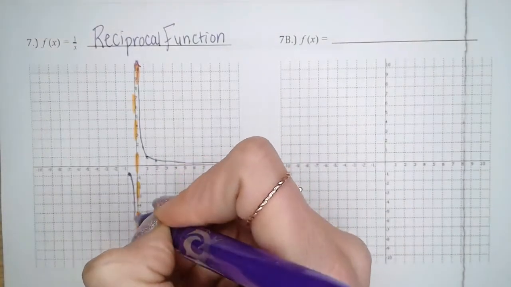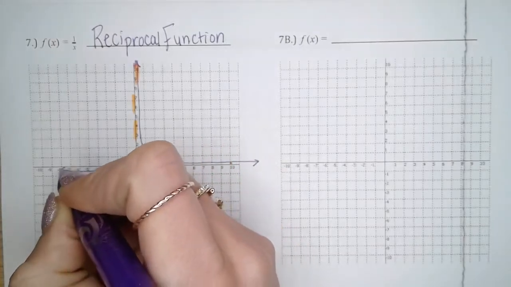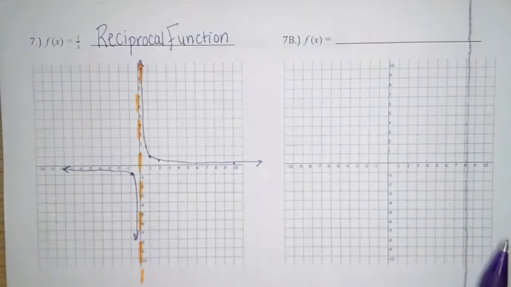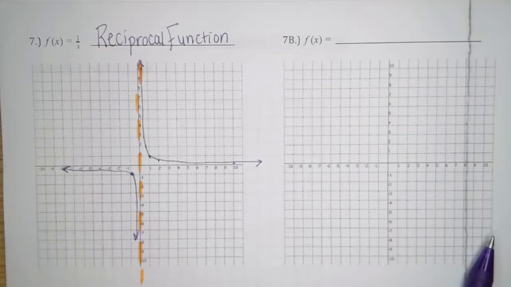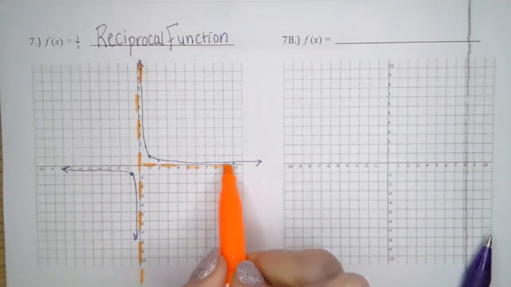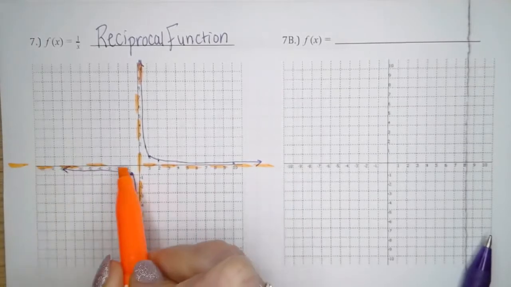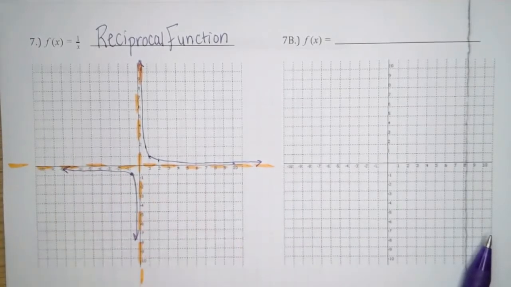Here, the same idea is happening. So what that tells me is that this over here will be my horizontal asymptote. So when I transform this graph and move it all around, everything else is just going to go with it.